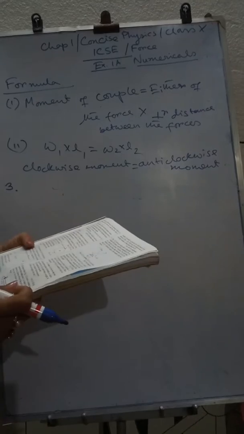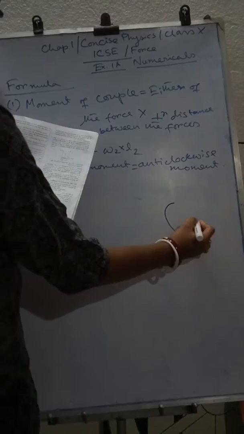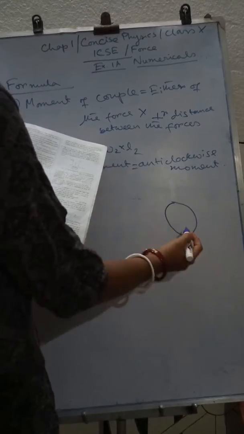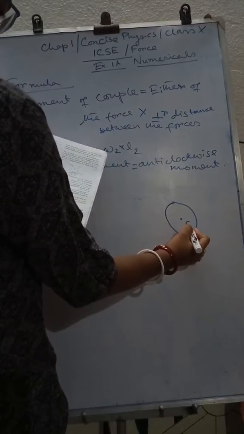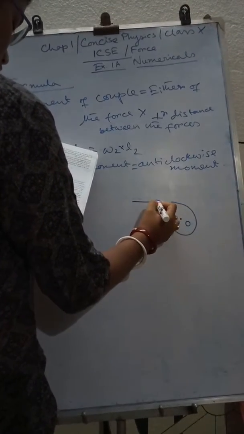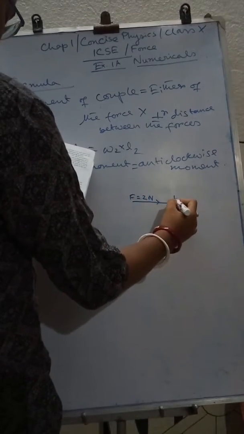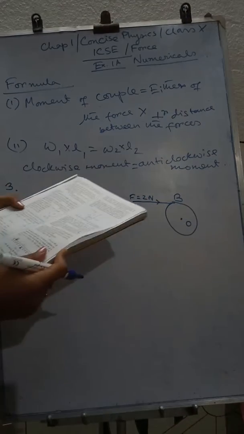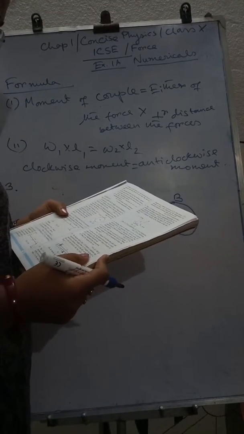Now let us come to the number 3 problem. Here a diagram is given. A wheel of diameter 2 meter is shown in the diagram, with axle at O. A force of 2 Newton is applied at point B in this direction. We have to find the moment of force about the center O and about the point A.